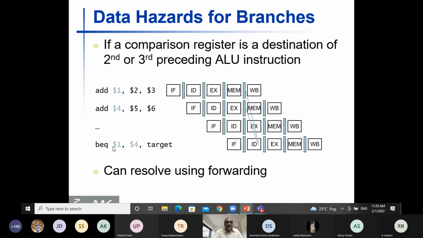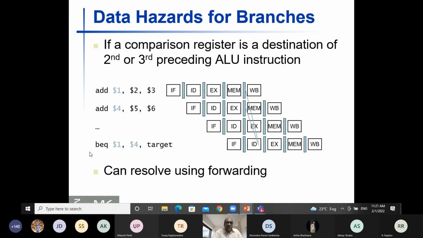If you look here, suppose there is a branch instruction and the preceding instructions are some arithmetic instructions. For execution of this branch, you need to compare registers 1 and 4. These registers are provided by the arithmetic instructions in the write back stage. For the first add instruction, the write back happens at this point, and for the second one, somewhere here.